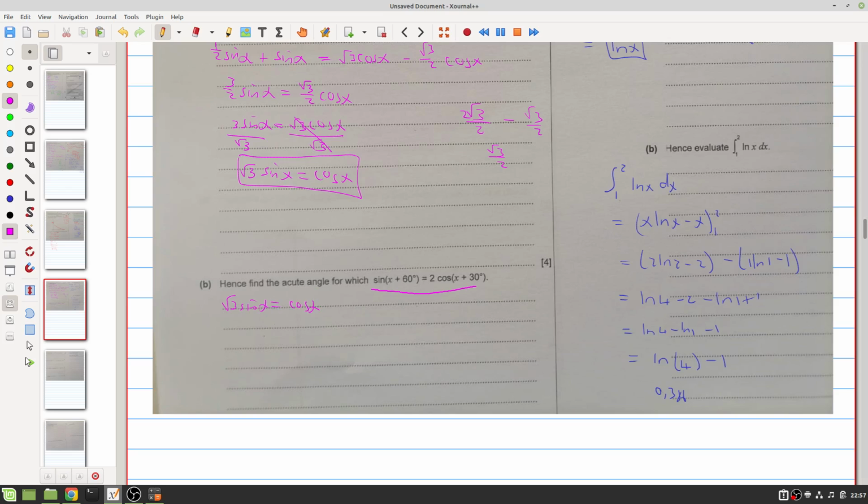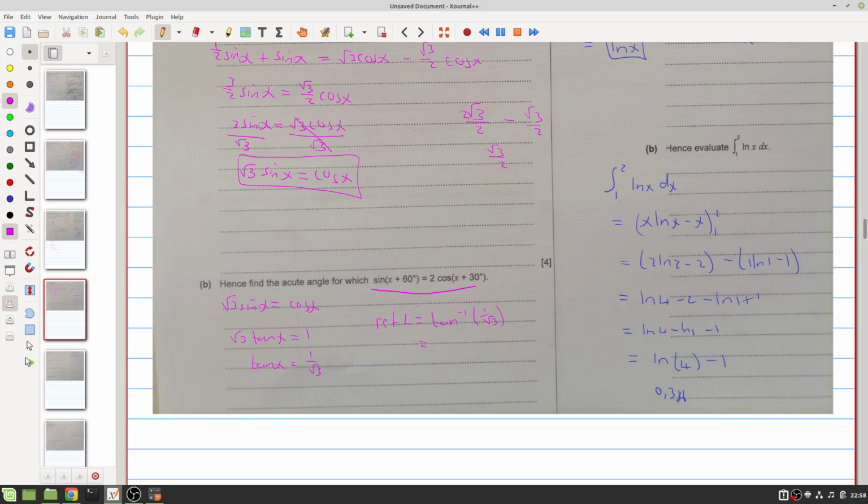Okay, let's divide both sides by cos x. So sin over cos would be tan. So square root 3 tan x equals, and cos divided by cos is 1. So let's divide both sides by square root 3, and we get that. So now to find x, we can say our reference angle equals arctan, or shift tan in calculator language, of 1 over square root 3.